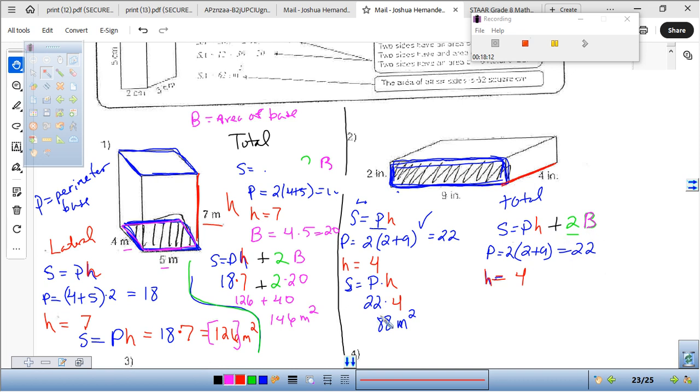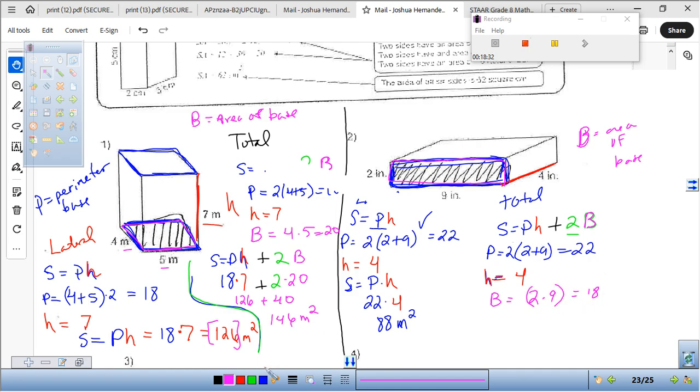Now we need to get the B. The B is the area of the base. Don't forget that B, big B, is equal to the area of the base. Now, the area of the base is based off of multiplication. So I go to this base here, and I look at this one right here, and I say, how do I get the area of that one? It's going to be 2 times 9, which gives me 18.